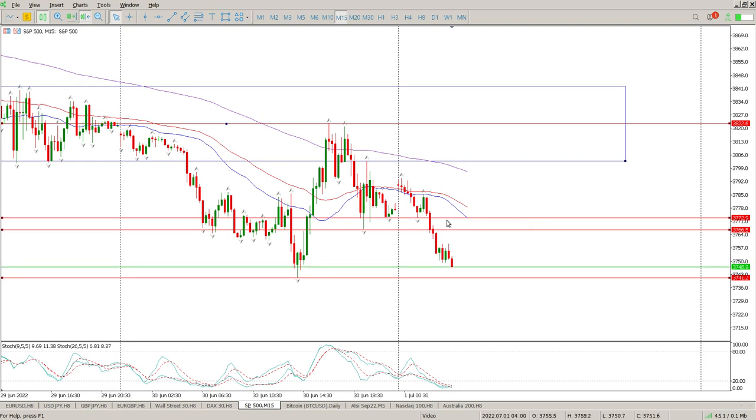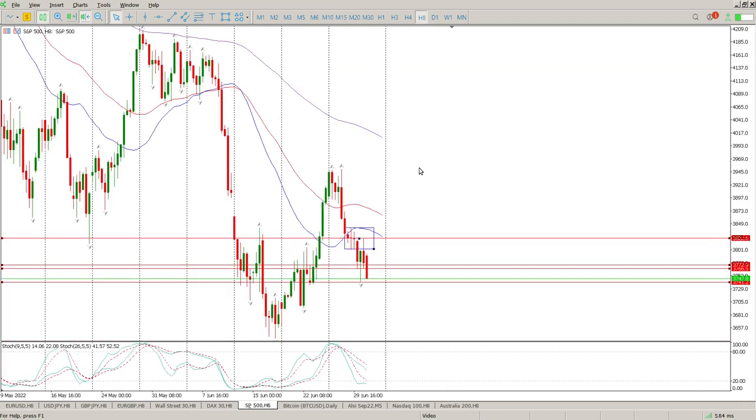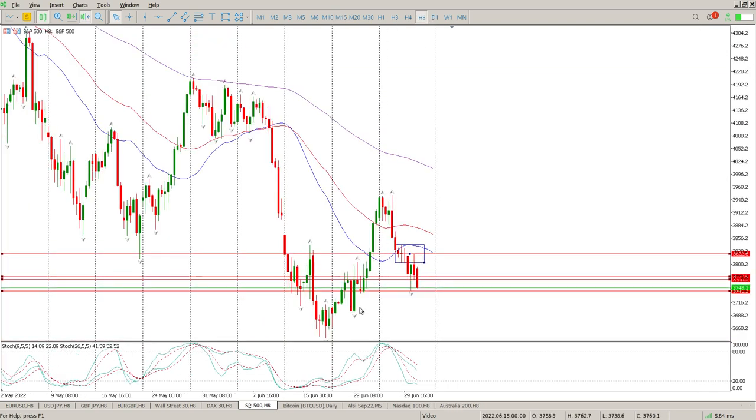So wait for the pullback, wait for structure, wait for Europe to open at least, and then take it from there. But I wouldn't be too surprised to see price come back up between 3,800 and 37.73 during the US session. So come back up and then reject. Unless the manufacturing data in Europe is really, really bad, then you're probably going to get a rampant break of 37.41, which is probably going to lead us out to start testing these lows here.